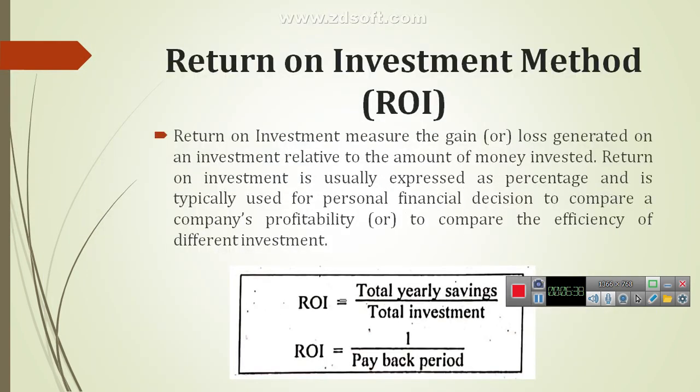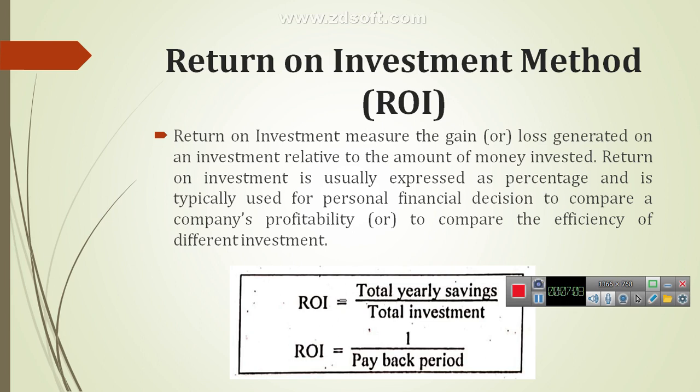Then another one is the return on investment method. The return on investment method measures the gain or loss generated on an investment relative to the amount of money invested. Return on investment is usually expressed as a percentage, and it is typically used for personal financial decisions, to compare a company's profitability, and to compare the efficiency of different investments. ROI is the short form of return on investment.